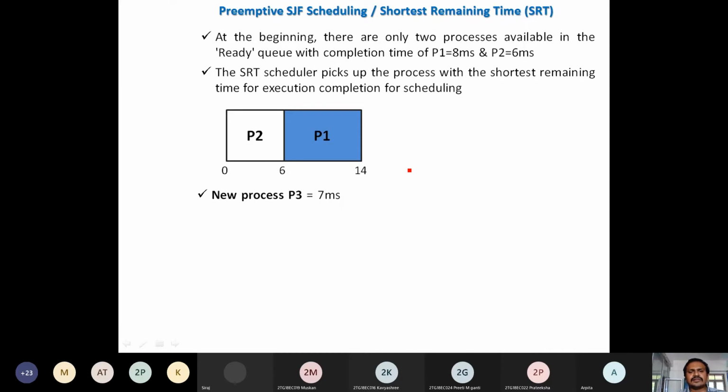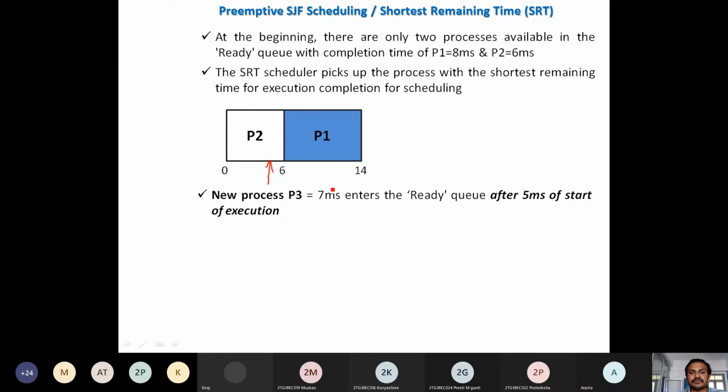Let us go for the next. We observe that this is the initial condition of the system for executing each process. Now, as per the requirement, new process P3, which has 7 milliseconds, enters the ready queue after 5 milliseconds of the start of execution. It enters at this stage, where the execution of the system is at the 5th millisecond. So what is going to happen?